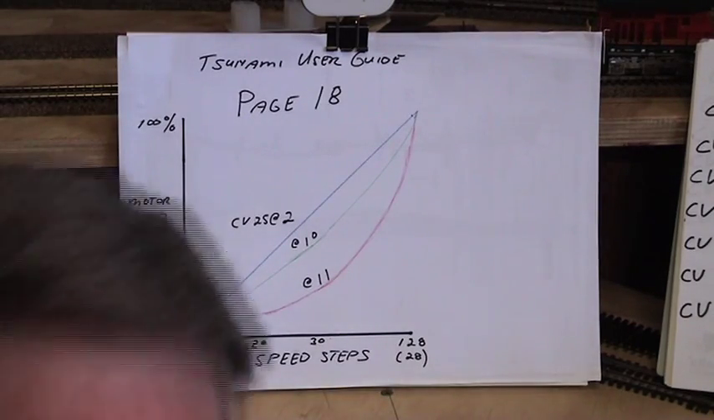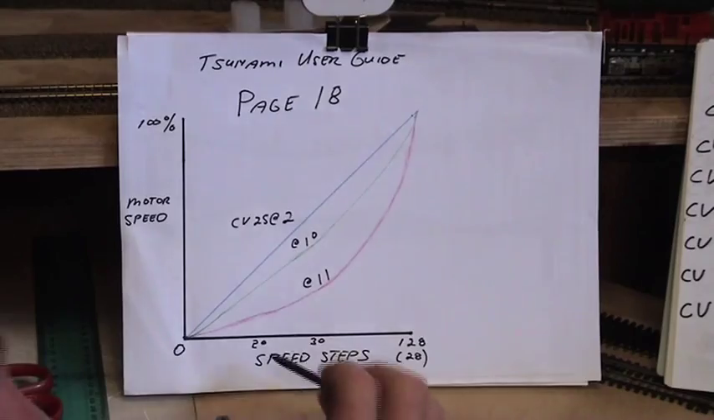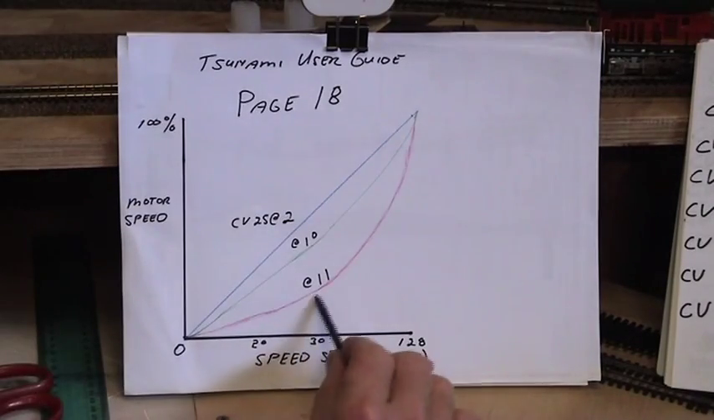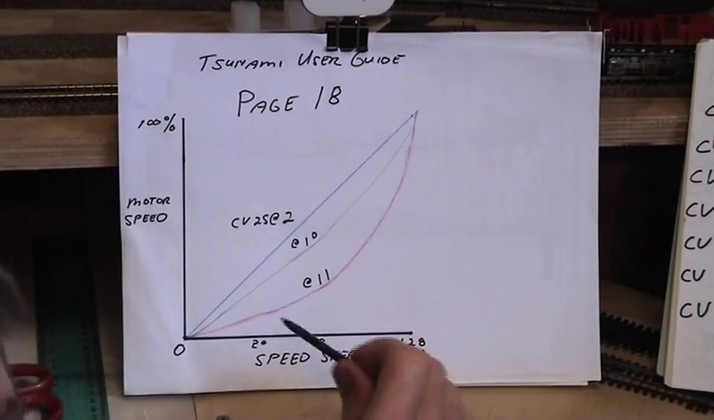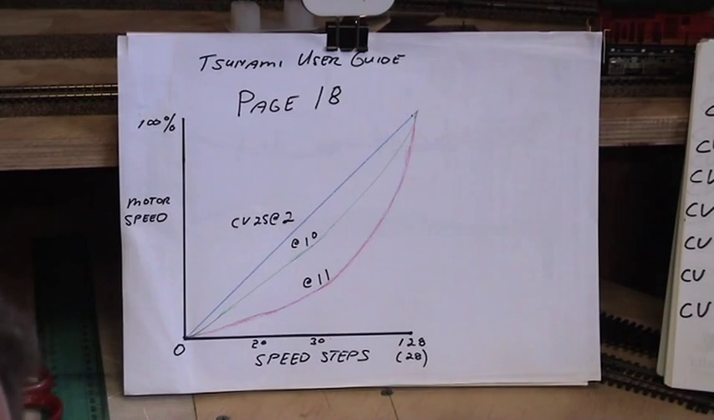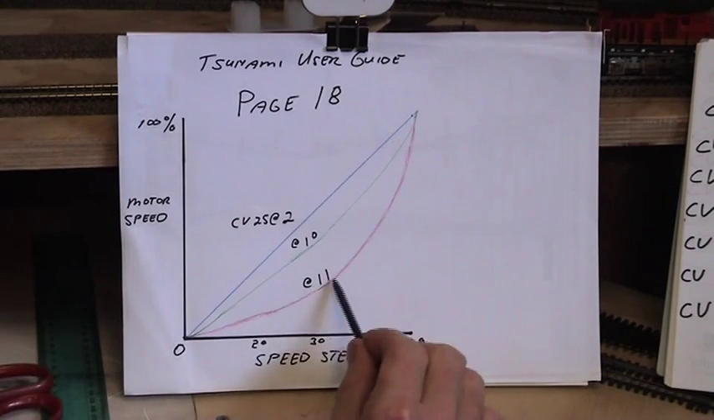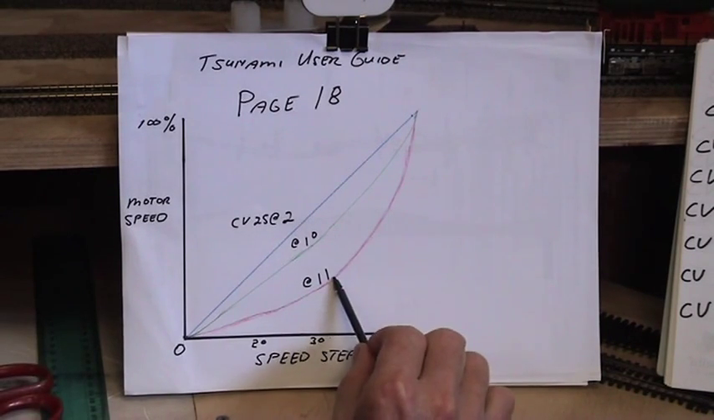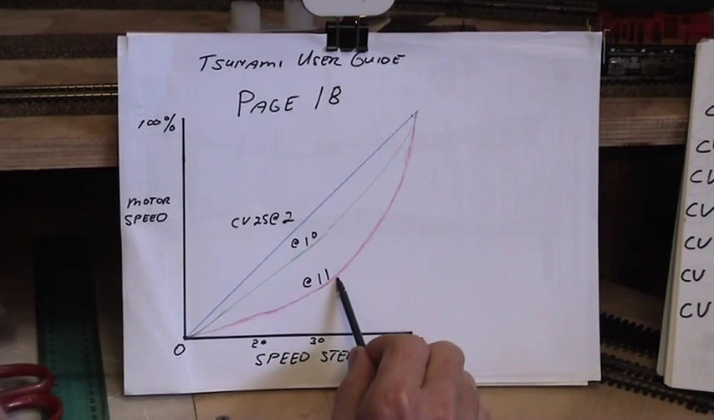But I wanted more notching at lower speeds, when you're taking off out of a yard or up a hill, whatever. So, this is speed curve 3. Exponential speed curve 3, I think it is.